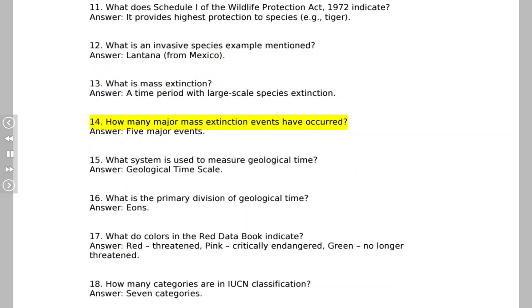14. How many major mass extinction events have occurred? Answer. 5 events. 15. What system is used to measure geological time? Answer. Geological time scale. 16. What is the primary division of geological time? Answer. Eons. 17. What do colors in the red data book indicate? Answer. Red, threatened, pink, critically endangered, green, no longer threatened.